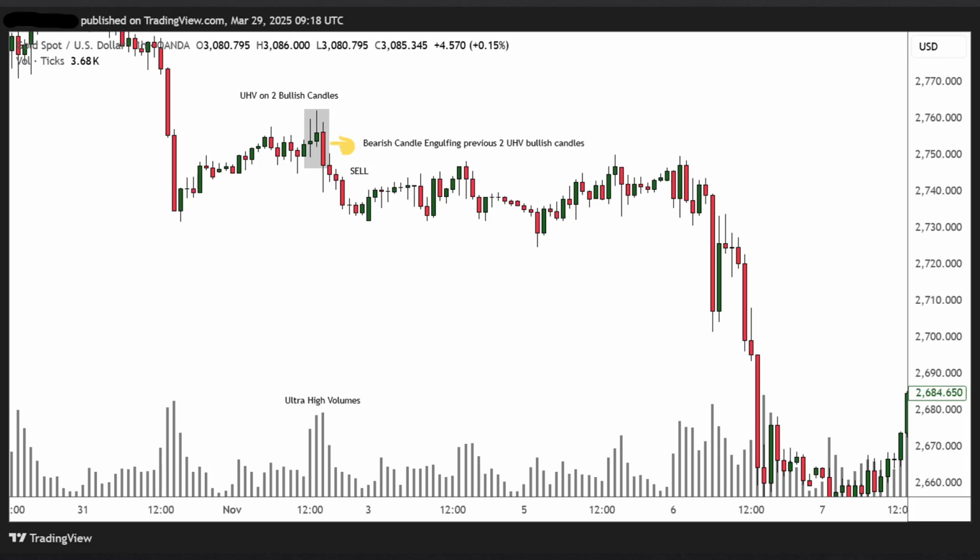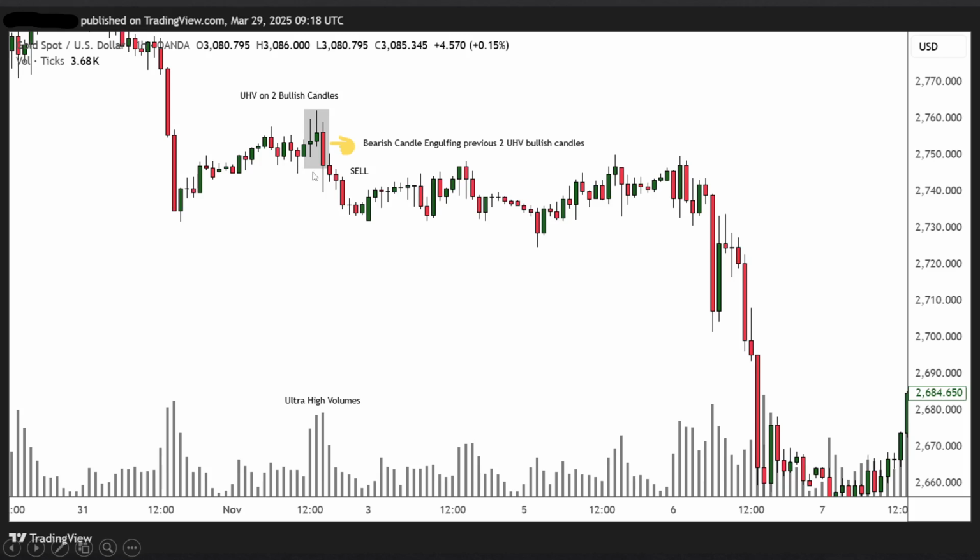Now, let's move on to the next strategy. This is strategy number 2. Look, the market is already in a downtrend, and suddenly the market goes up with an ultra high volume on 3 bullish candles. You are clearly watching this.